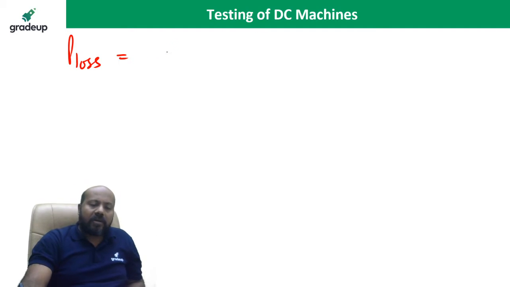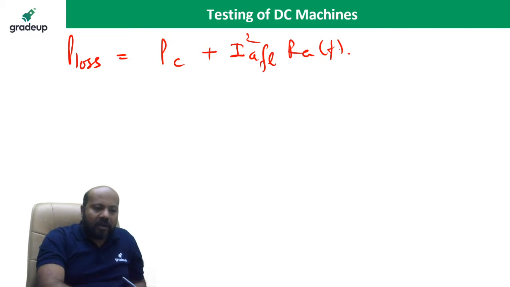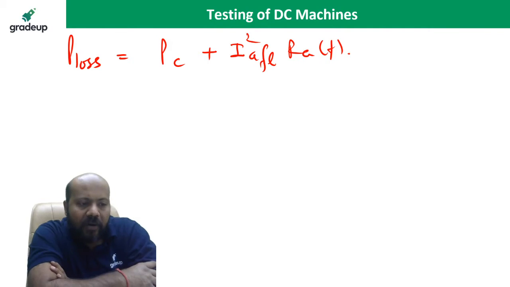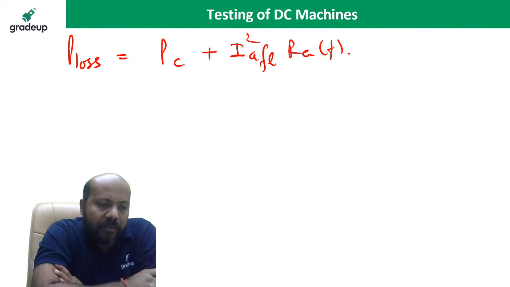Now constant losses are not going to change. Suppose these are the constant losses, and variable losses are going to be IAFL square RA at temperature T. Are you getting this? Are you getting my point? Clear?